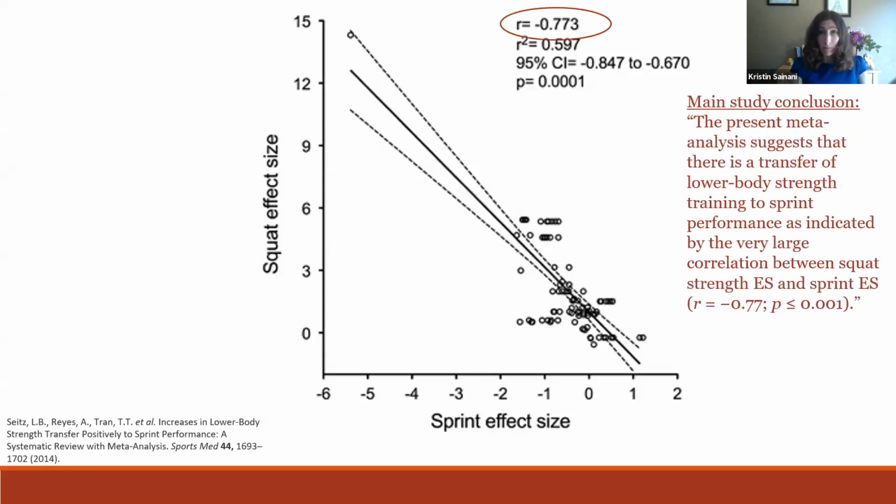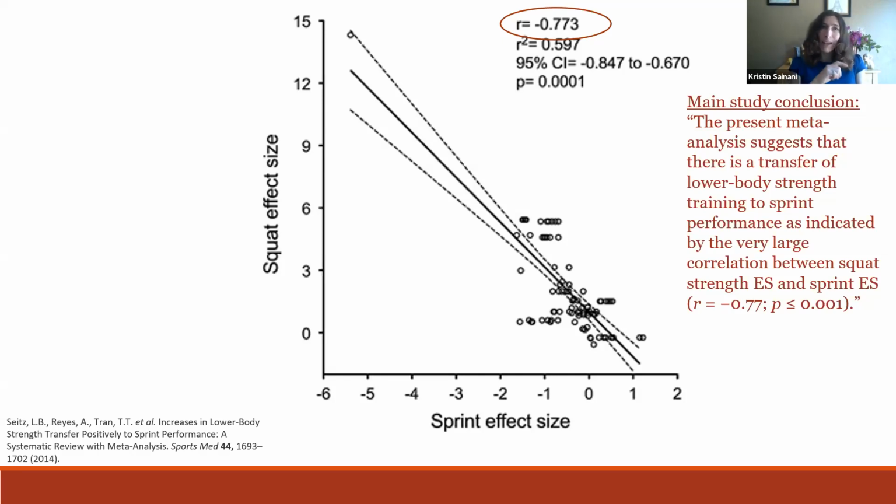And when they did a Pearson's correlation coefficient, which corresponds to the scatter plot you see here, they found a correlation of negative 0.77. You want it to be negative because negative numbers in sprinting are good. That means you got faster. So they concluded the present meta-analysis suggests that there is a transfer of lower body strength training to sprint performance, as indicated by the very large correlation between squat strength effect size and sprint effect size.